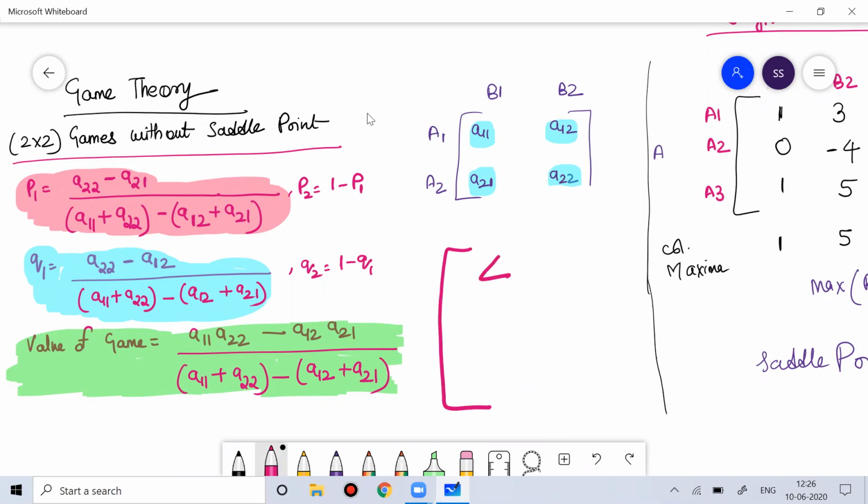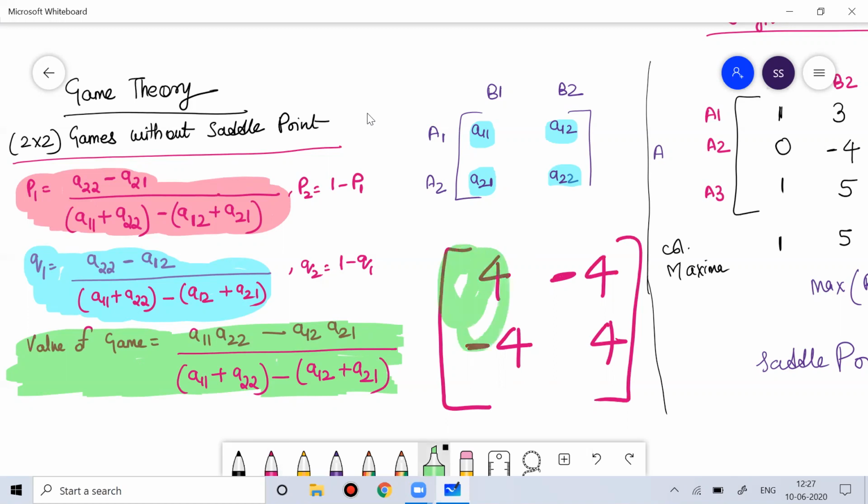So, 4, minus 4, and minus 4, 4. Tell me the value of game. Everyone, solve this question. Tell me the strategy of A and B and the value of game. Use this formula. Tell me the probability of A and B and the value of game. Please solve this problem. Take your own time.